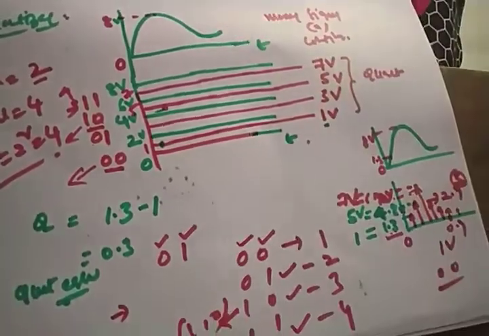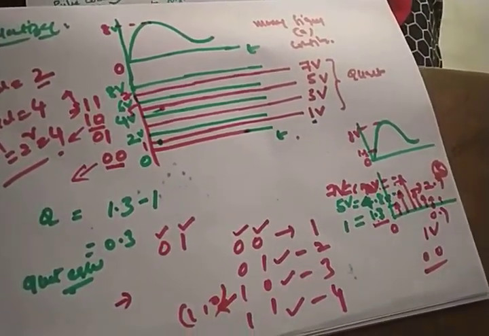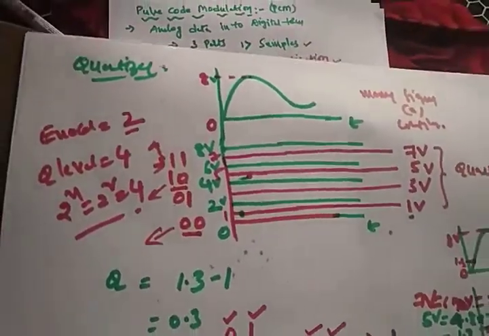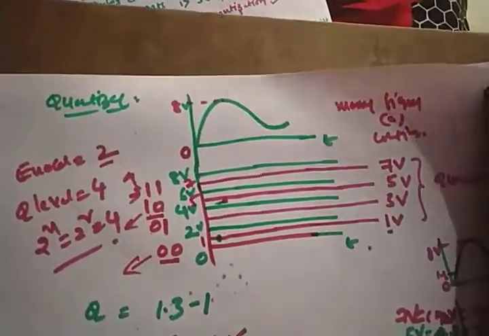Like that, whatever continuous form there is will be converted into digital form. So this is about pulse code modulation. I hope it's clear. If you have any doubt, feel free to ask me, or else please rewind and watch again and again. Definitely you will understand.